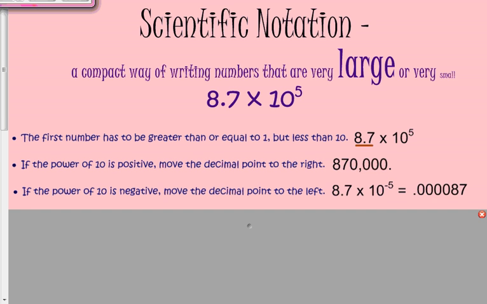If the power of 10 is positive, you have to move the decimal point to the right. So when you're putting it in standard form, if the power of 10 is positive, like positive 5, we'll move the decimal point to the right 5 times to put it back into standard form. If the power of 10 is negative, you'll move the decimal point to the left. That means it's going to be a very small number, so a small decimal. And that's putting it into standard form.